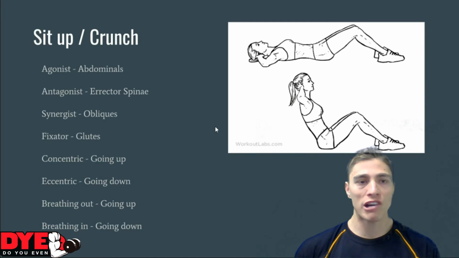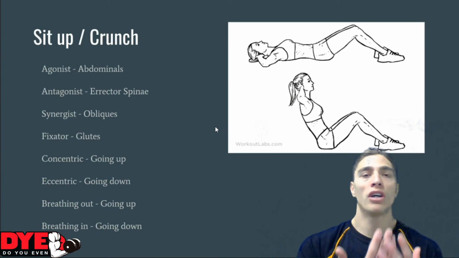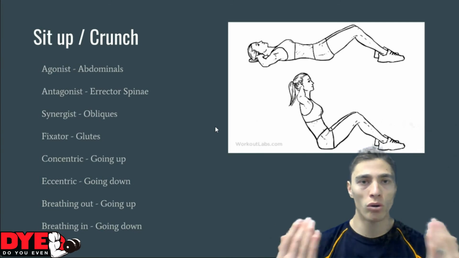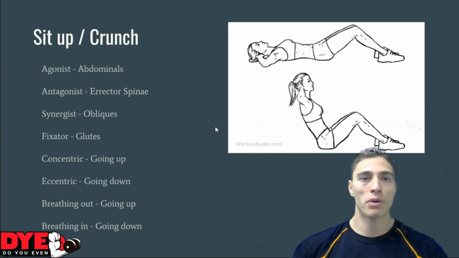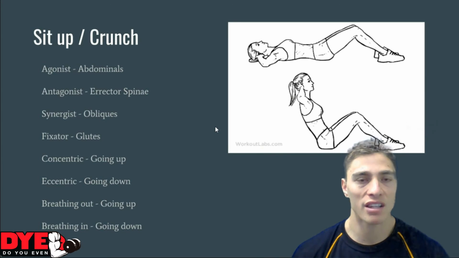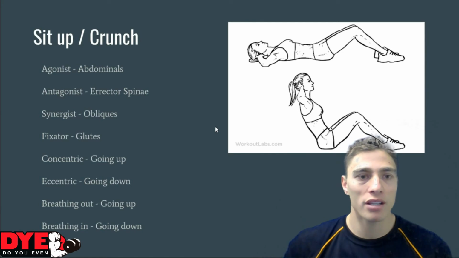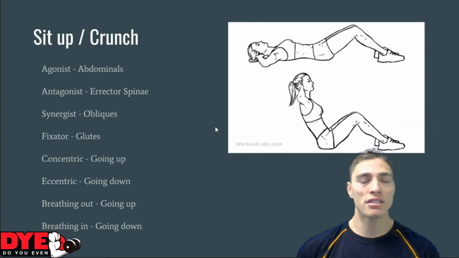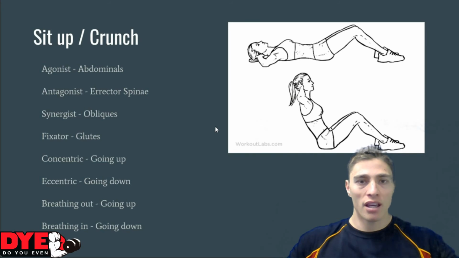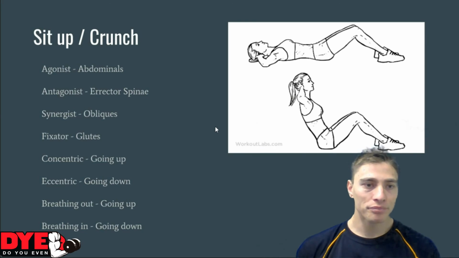A sit-up or a crunch. So agonist, abdominals. A lot of people say, what's your agonist for this? Oh, core. Please remember that your core is around your whole midsection. But the muscles that cause flexion at the trunk are your abdominals. Antagonist, opposite, your lower back, so erector spinae. Synergist are your obliques, so your obliques are on the side of your abdominals.